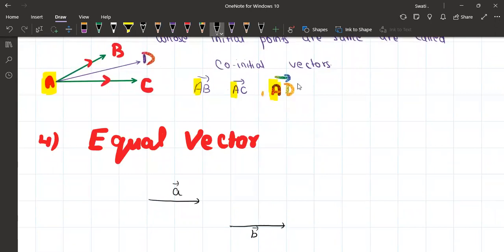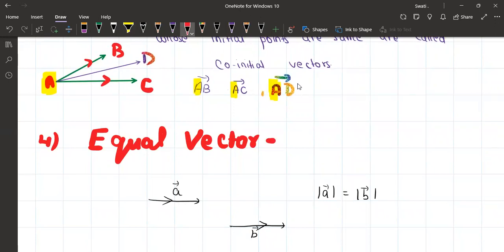These two vectors A and B are said to be equal if they have the same magnitude. That means the magnitude of A should be the same as the magnitude of B, as well as the same direction. As you can see here, the direction of A is towards this and the direction of B is also towards this, and their magnitudes are also the same. Such vectors are called equal vectors.